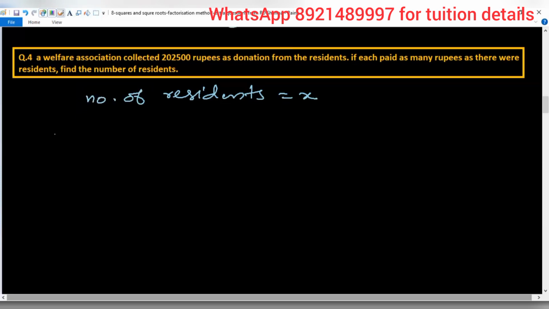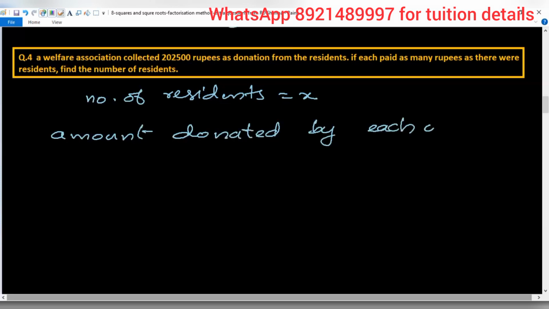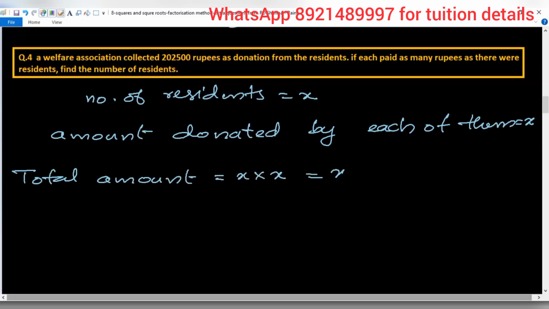So the total amount donated by each of them is X. Okay, if the number of residents is X, the amount donated by each of them is also X. So the total amount is X into X, right? Total amount is equal to X into X, that is X square.